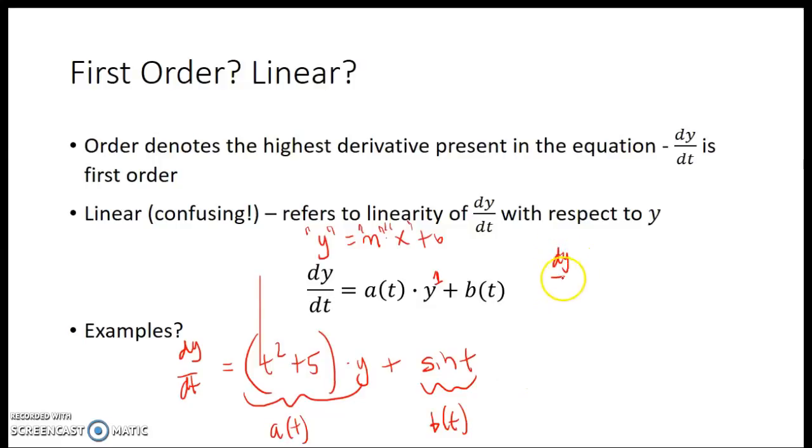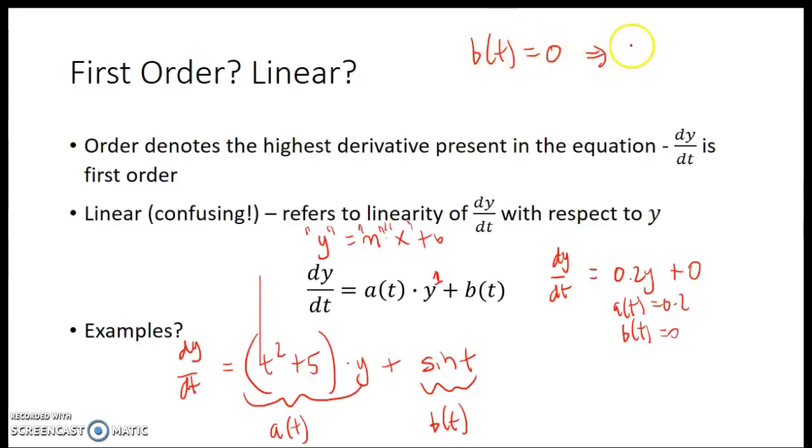Another case would be a situation in which perhaps a(t) or b(t) would be 0. For example, dy/dt equals 0.2y, which is a homogeneous differential equation, is such that if you write a plus 0 there, a(t) equals 0.2 and b(t) is equal to 0. So if b(t) is 0, this has a special name. b(t) equals 0 means we call the differential equation homogeneous. And if b(t) is not equal to 0, then we call the differential equation non-homogeneous.